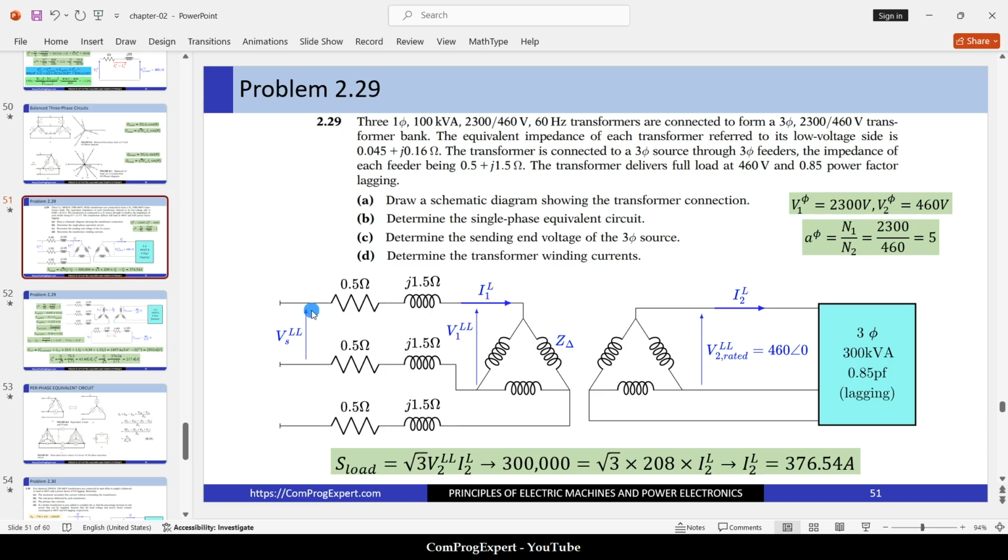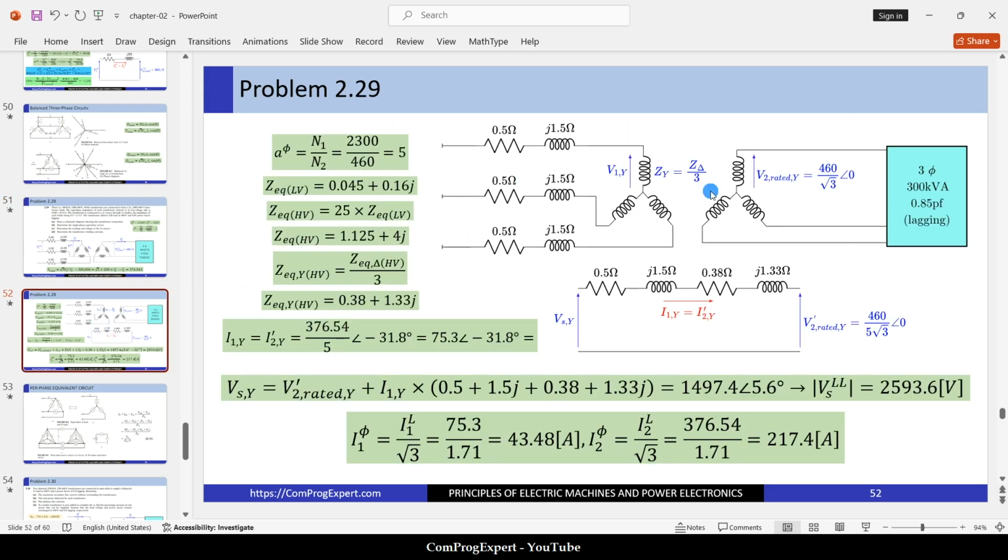Let's review. We have this feeder. We have this impedance. For the low voltage side, we transfer impedance. Then we use delta Y transformation. Also, we transfer this value of the voltage. First, we divide it by square root of 3 to have the equivalent value for the Y connection, and then transfer it. Okay, this is V2 rated for the equivalent Y connection.